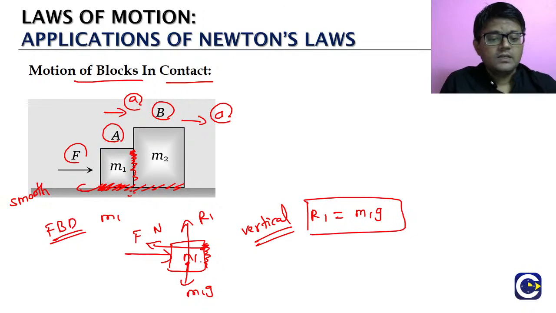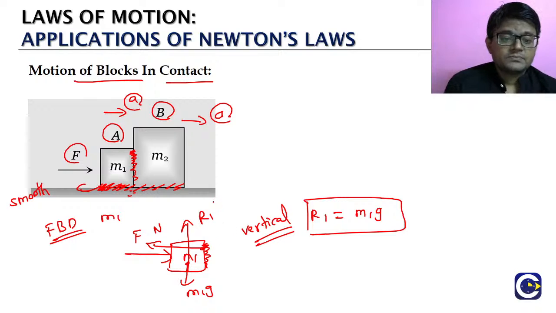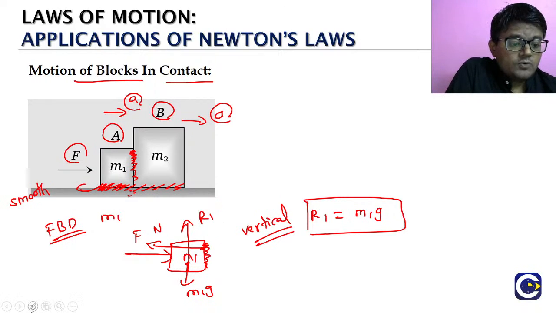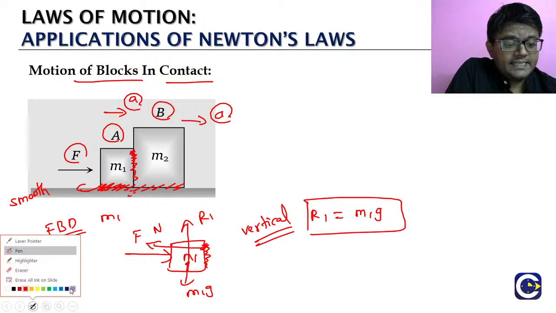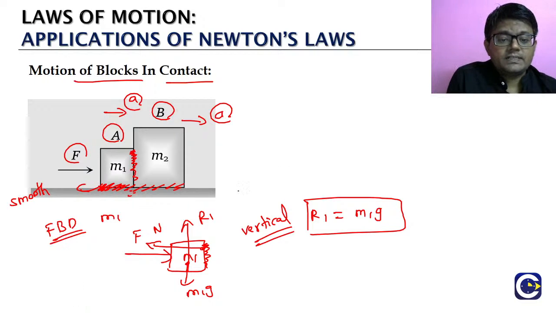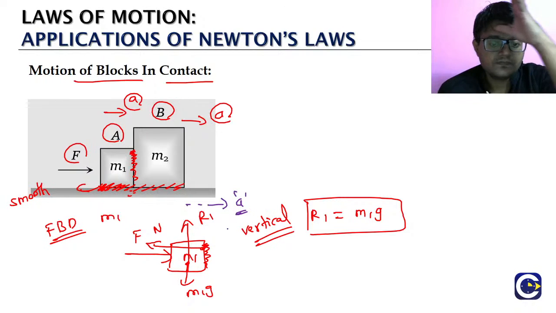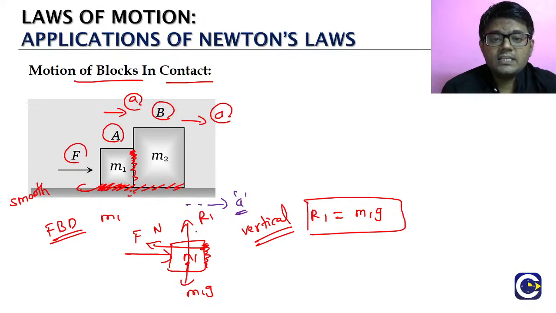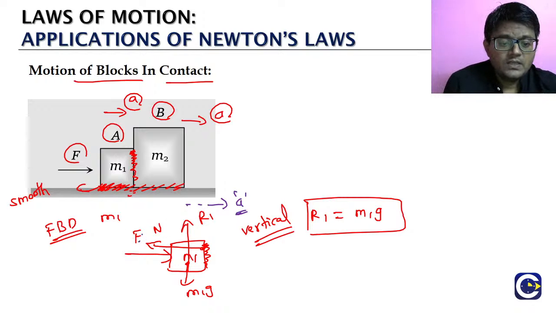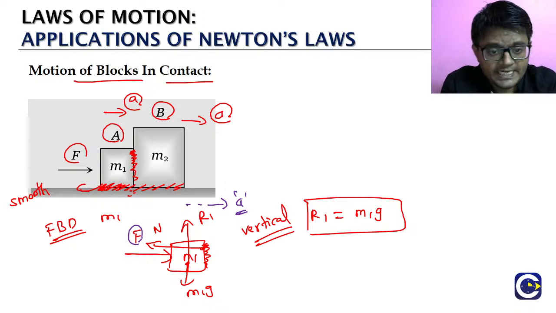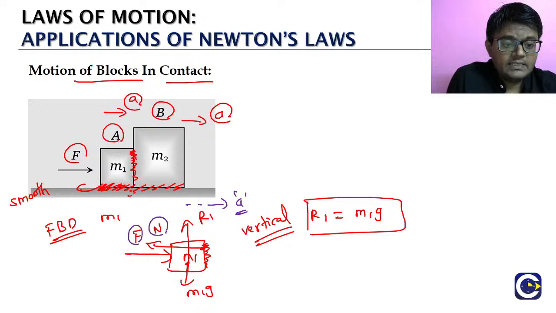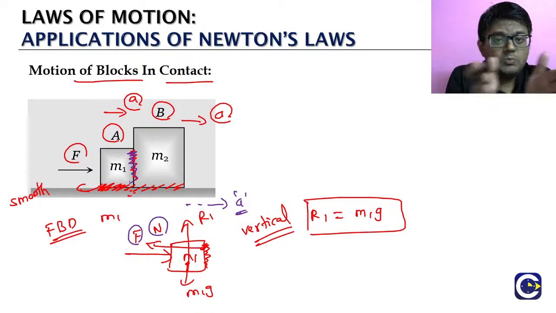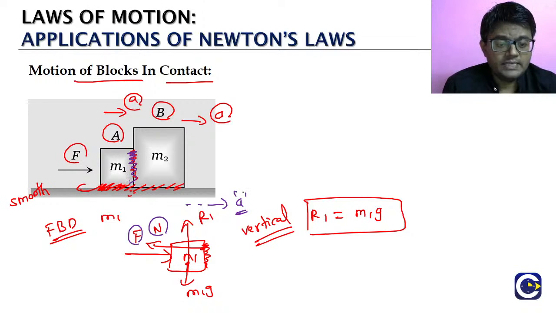Now in the horizontal direction, block A is moving towards which direction? It is moving towards the right side with an acceleration a, and the value of a is what we need to find out. Now look, how many forces are there in the horizontal direction? Two forces only. One is the applied force, which is towards the right, and there is a normal reaction between the two blocks, at their contact surface. That is what we have represented as N. Okay? And the normal reaction is acting towards the left.